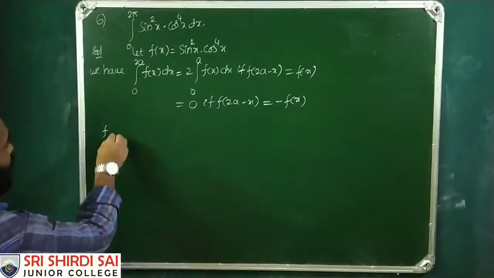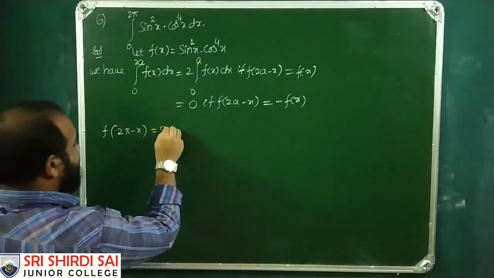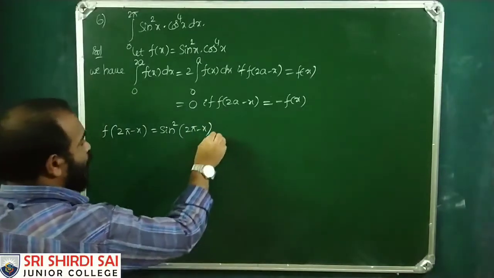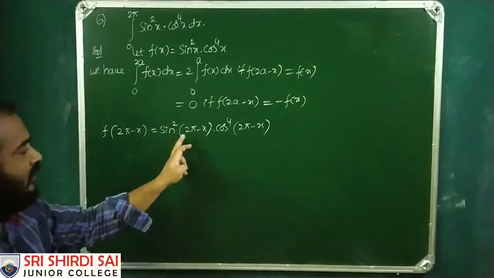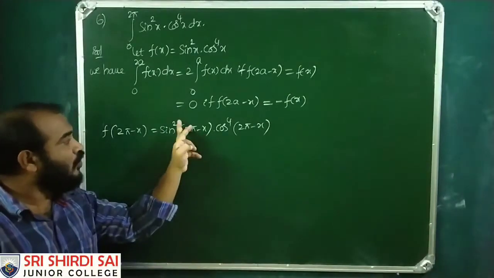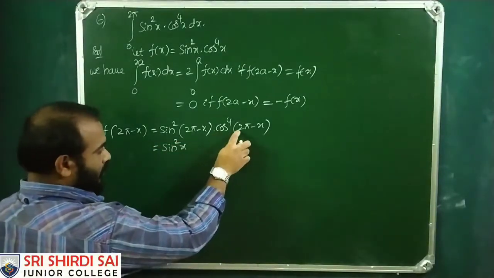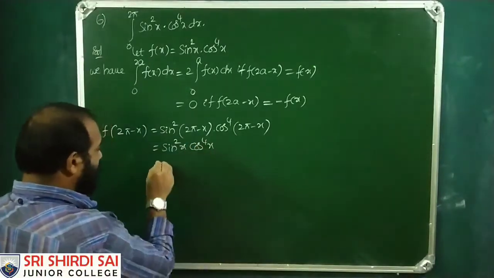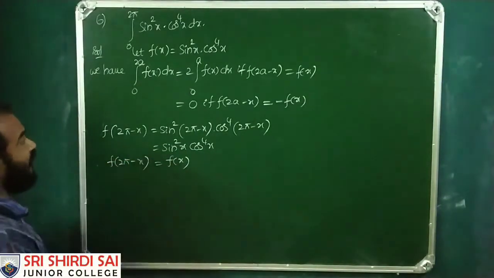What is f of 2 pi minus x? It is equal to sin square of 2 pi minus x into cos power 4 of 2 pi minus x. So sin 360 minus x lies in the fourth quadrant, so minus sin x whole square is sin square x, into cos 360 minus x is cos x, whole power 4 is cos power 4x. Therefore we get f of 2 pi minus x is equal to f of x.